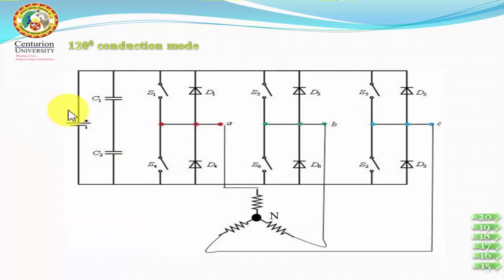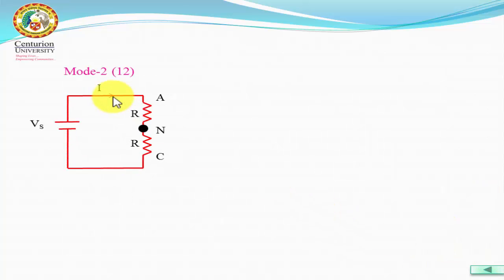So what happens in mode 2? 1 and 2 are conducting. Where is 1? This is 1. So A is connected to the positive. 2 is conducting. This is my 2, so C is connected to the negative. So this is the equivalent diagram during mode 2. A is connected to the positive and C is connected to the negative.